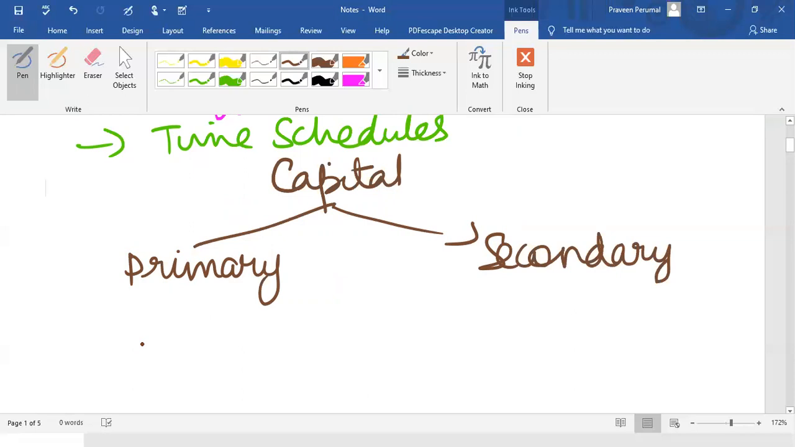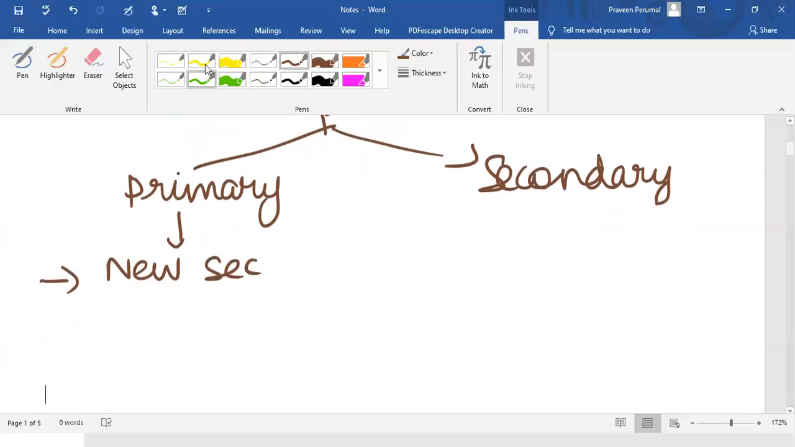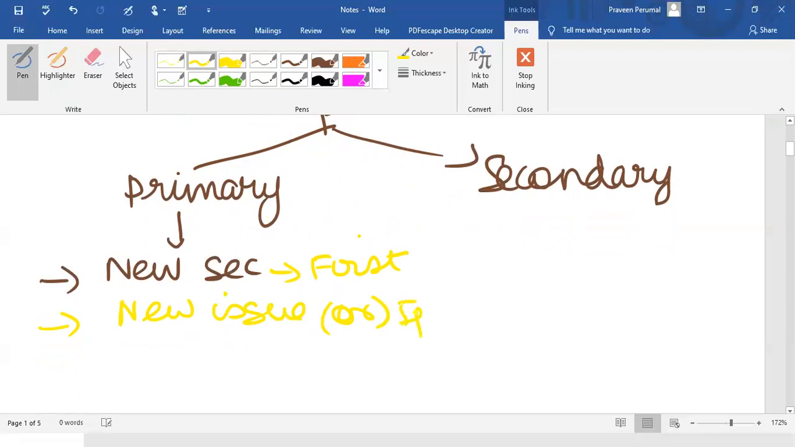Now, what's a primary market? Primary market simply refers to the market where new securities are bought and sold. So what is it? New securities are bought and sold for the first time. So first time you are introducing the securities, it goes only to the primary market. Now this is also called new issues market or IPO market.